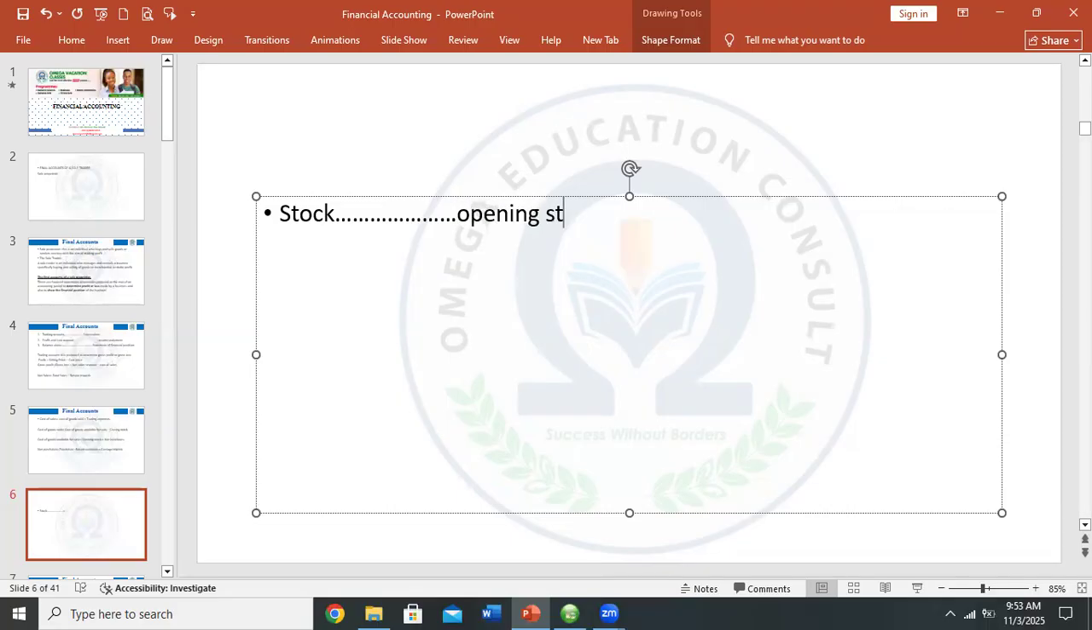So the stock at the beginning of the year, that is what we refer to as the opening stock. Stock at the beginning of the period. The same way, you also have to consider your stock at the end of the period, and that will be your closing stock. So the closing stock is the stock at the end of the accounting period.